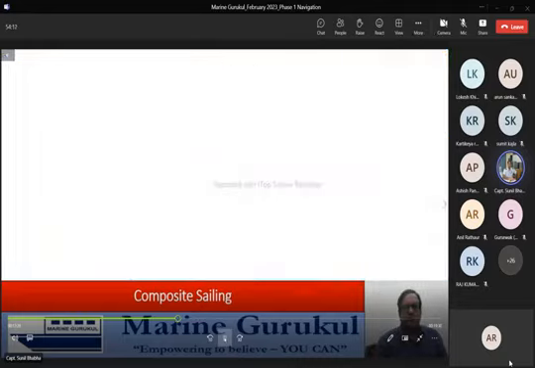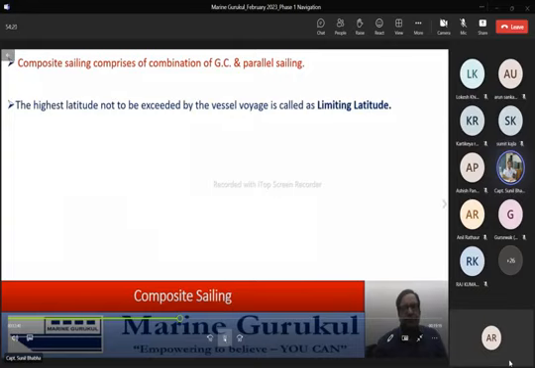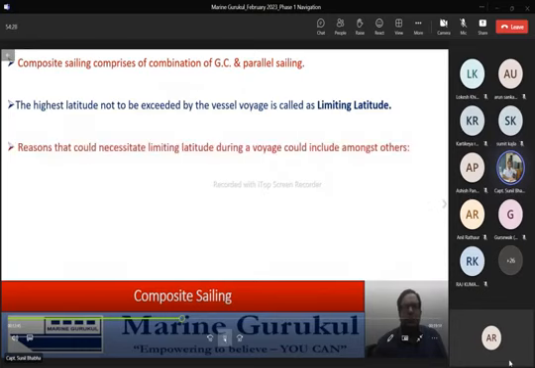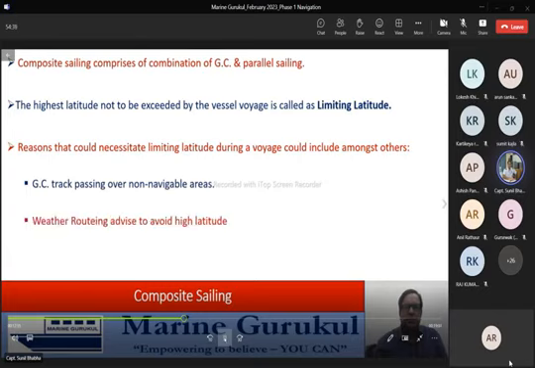Let's quickly summarize the key points of our discussion. Composite sailing comprises a combination of great circle sailing and parallel sailing. The highest latitude not to be exceeded by a vessel during a voyage is called the limiting latitude. Reasons that could necessitate a limiting latitude during a voyage could include, amongst others, a great circle track passing over non-navigable waters, weather routing advice to avoid high latitudes, or ice conditions in the high latitudes.